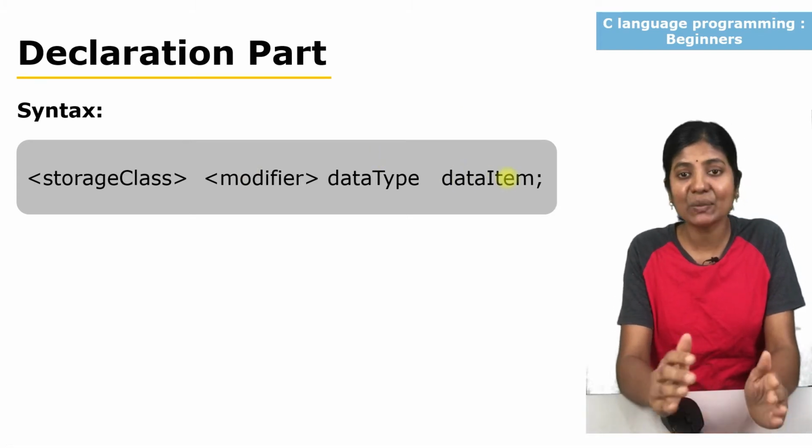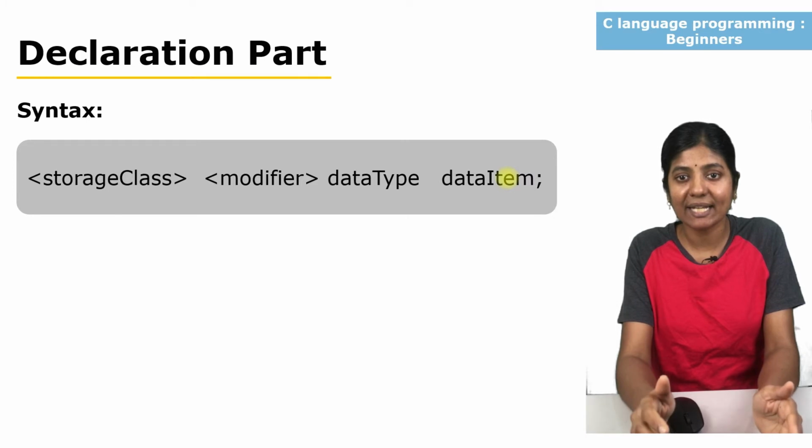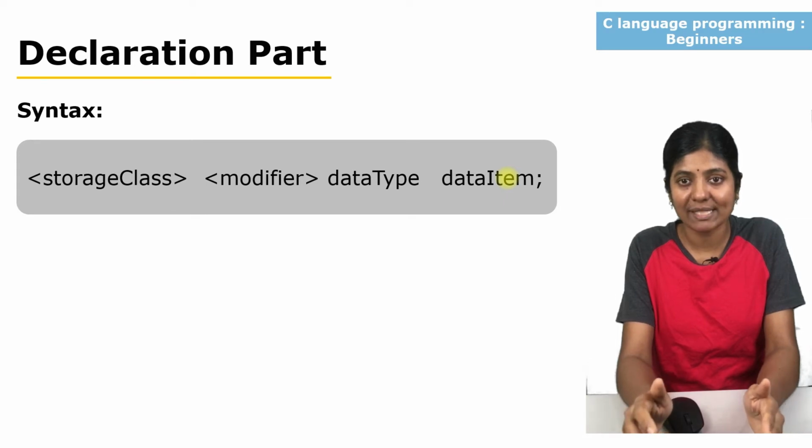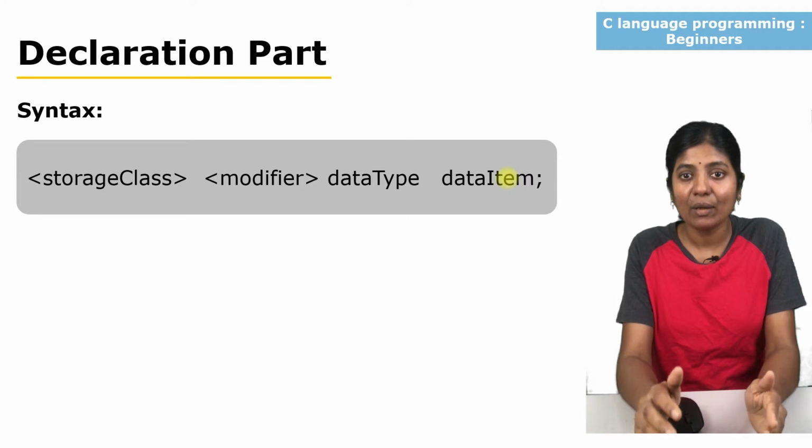C has storage classes like auto, static, register, extern. Those things I will explain to you in the storage classes concept. And C also has modifiers like short, long, signed and so on. About modifiers, I will explain to you very soon in the next coming videos.